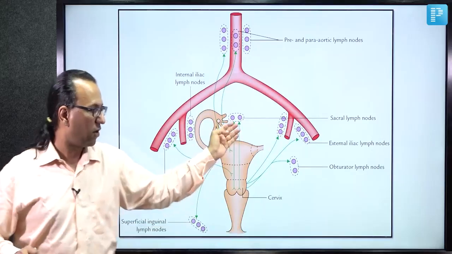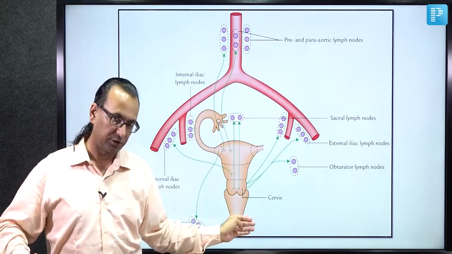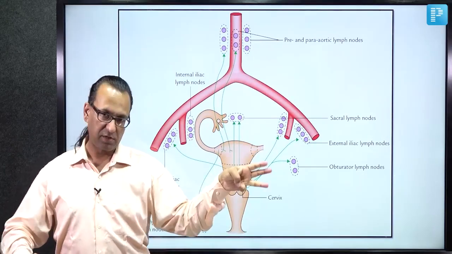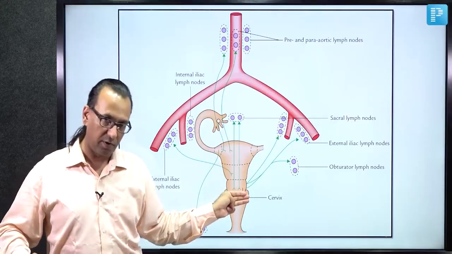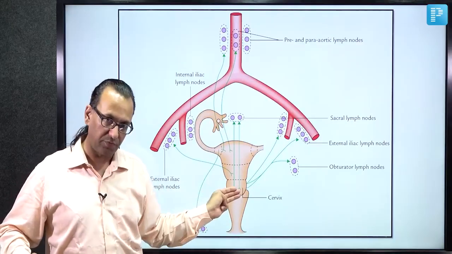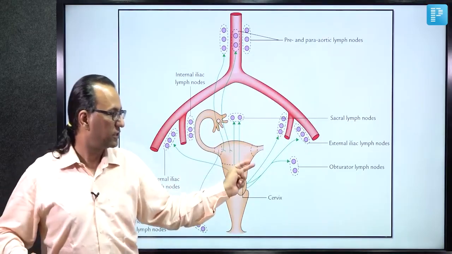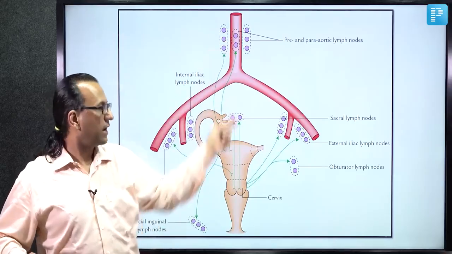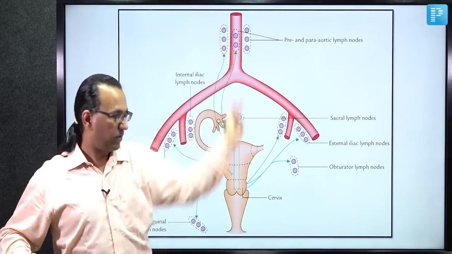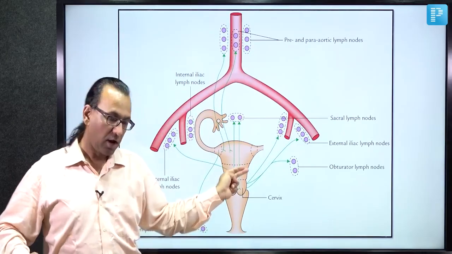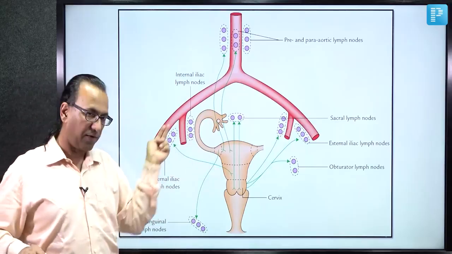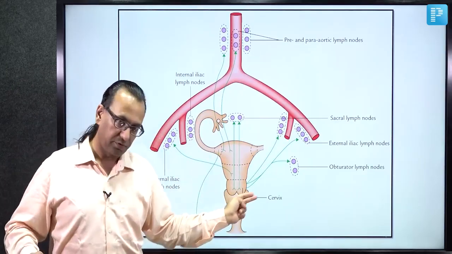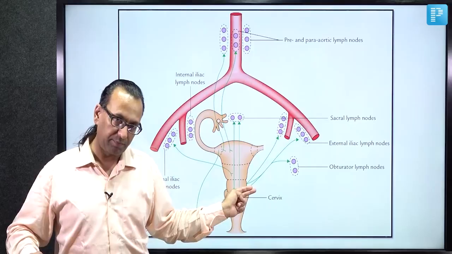Now let us take the example of the uterus here, the uterine lymphatics. The uterus is divided into three parts, that is the upper, middle, and lower uterus. Lower uterus means the cervix of the uterus. Now the upper uterus is draining into the pre and para aortic lymph nodes. The mid uterus will drain into the external iliac lymphatics. And the lower uterus, the cervix, will drain almost everywhere possible.